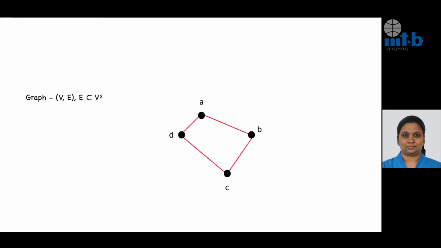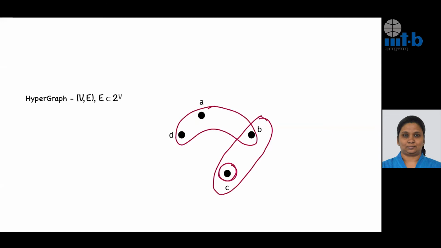A hypergraph is a generalization of this. Again, we have a set of vertices and an edge, or what you call a hyperedge in a hypergraph. It is an arbitrary subset of vertices. There is nothing like exactly two. So for example, you have vertices A, B, C, D. The vertices A, D, and B form a hyperedge. There may be a hyperedge just containing C, and there is a hyperedge that contains both B and C. So it's a generalization of the simple graphs that we see.